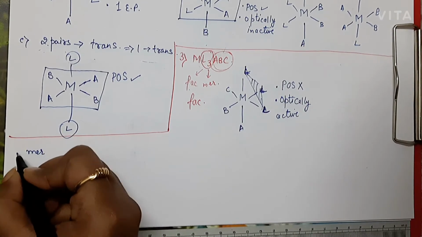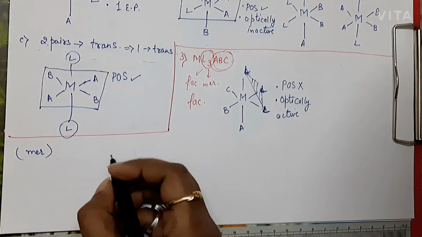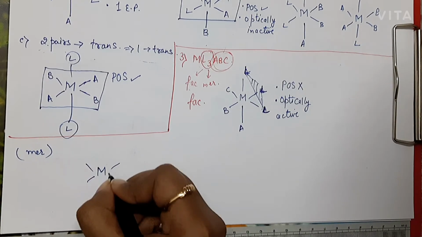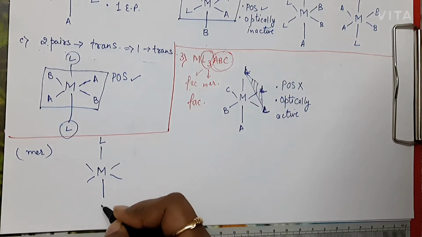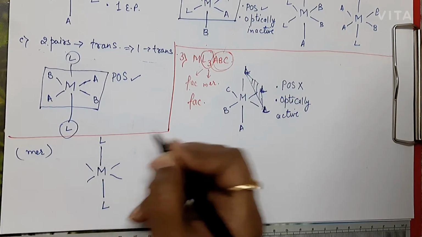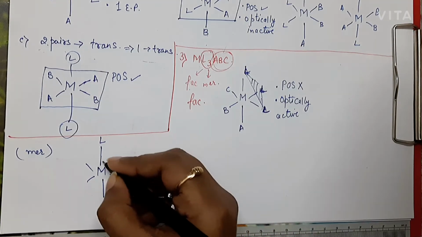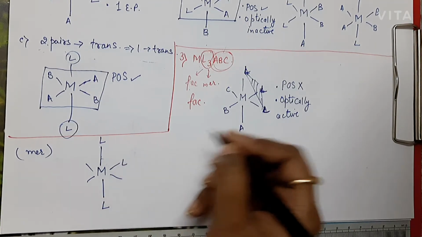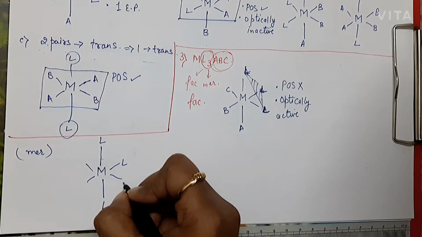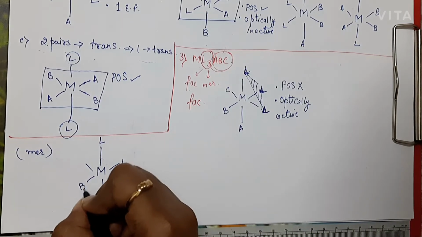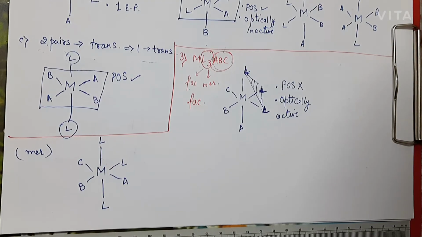So what is going to happen in that case? We know that two ligands should be at 180 degree angle. So these two ligands will be at 180 degree angle with each other, and the third will be at 90 degree with these two ligands. So this is the orientation for the mer isomer. So the remaining three positions will be occupied by A, B and C. So this will be the mer isomer.